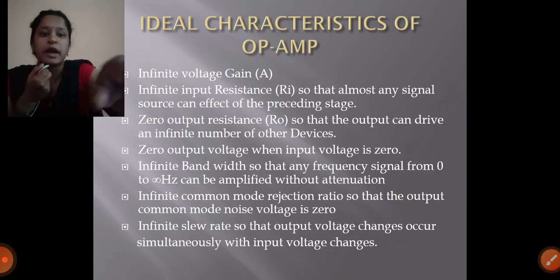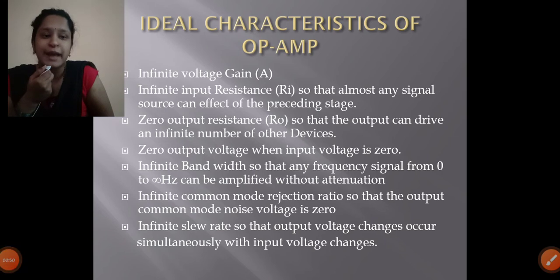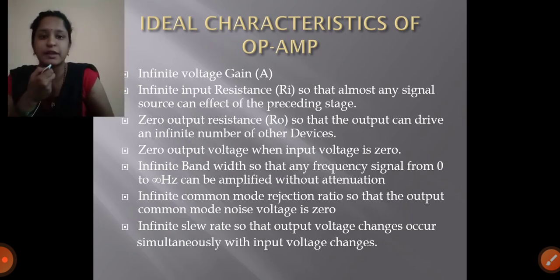We are going to explain the ideal characteristics of an op amp. The first one is infinite gain. The gain is infinity. Infinity means it is too high, right? The voltage gain, what is the gain? V naught by V in, we have already studied. Output voltage by input voltage, we can call it the gain.